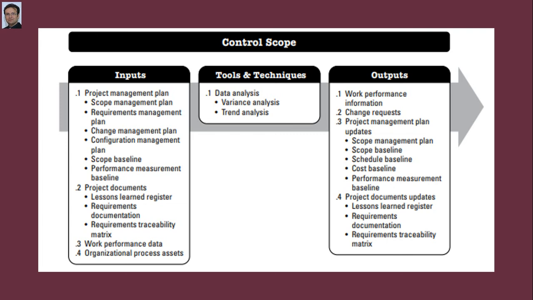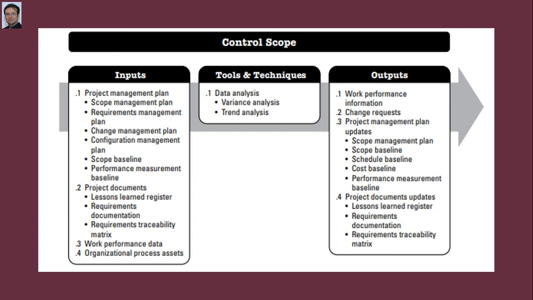Whereas trend analysis examines project performance over time to determine if performance is improving or deteriorating. Let's talk about the outputs of the control scope process. Work performance information produced includes correlated and contextualized information on how the project and product scope are performing compared to the scope baseline.